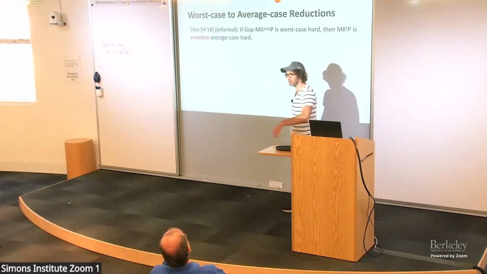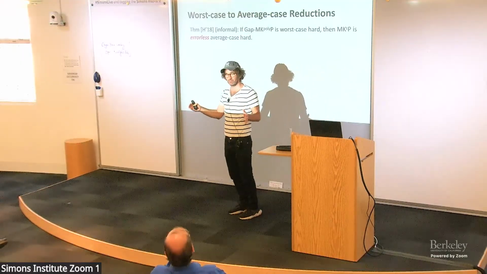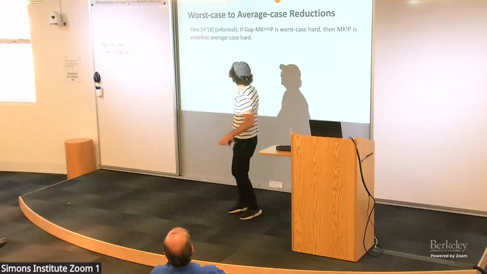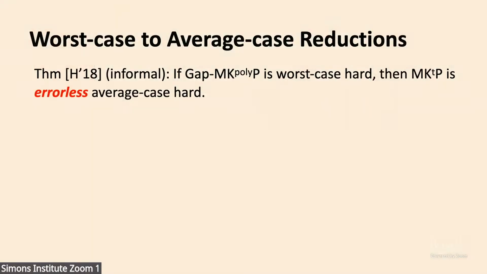What I want to show is that this gap version of the problem, if you assume it's worst case hard, then in fact it's also going to be errorless average case hard. Now, we have already learned stuff about errorless average case hardness. What have we learned? It's a quiz. It was on that slide with the light bulb. What do we need to do to get errorless average case hardness?